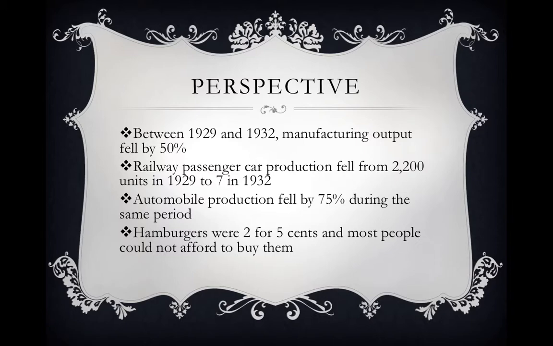All right, I'll give you an example of prices. Back then you could get 2 hamburgers for 5 cents. All right, what can you get nowadays? You can't even get a stick of gum for 5 cents nowadays. But back then, 2 hamburgers for 5 cents. All right, not a bad deal. But even at these incredibly low prices, most people couldn't afford to buy 2 hamburgers for 5 cents.